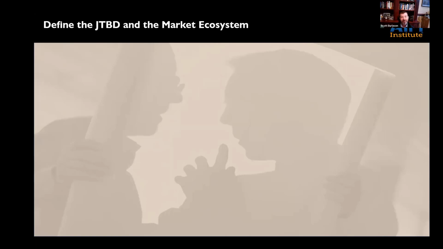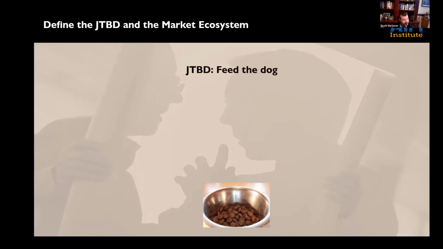Because look, I'm aware that some of these terms might not be ones we use every day. Jobs to be done, market ecosystem. But I think this example will help with that. So let's go with dog food. Imagine your company makes dog food, and we have this job to be done of feeding the dog. That's the job to be done, feeding the dog.